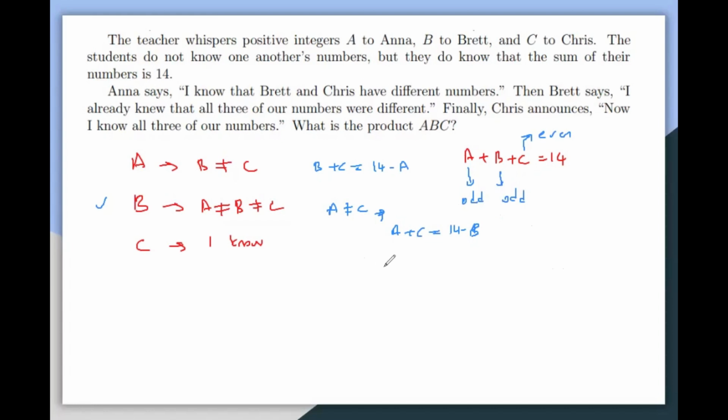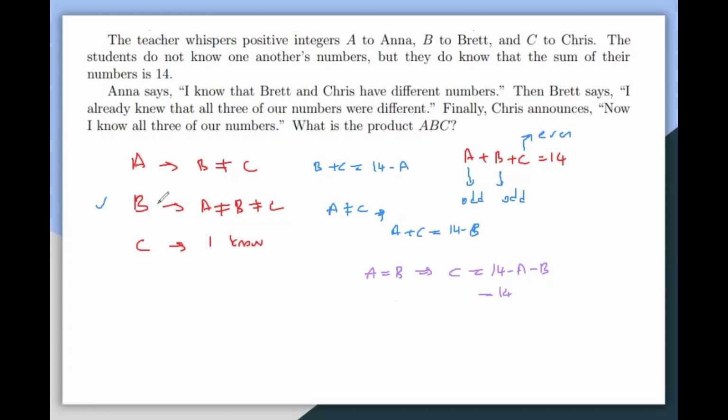So that's one thing we can say for sure. But if you don't buy that, there's a slightly different approach as well. Let's think about this situation. I'm going to find a contradiction if you didn't buy why 1, 3, and 5 don't work. So think about the case where A and B are equal. We are assuming they're equal to each other. In that case, C would be 14 minus A minus B.